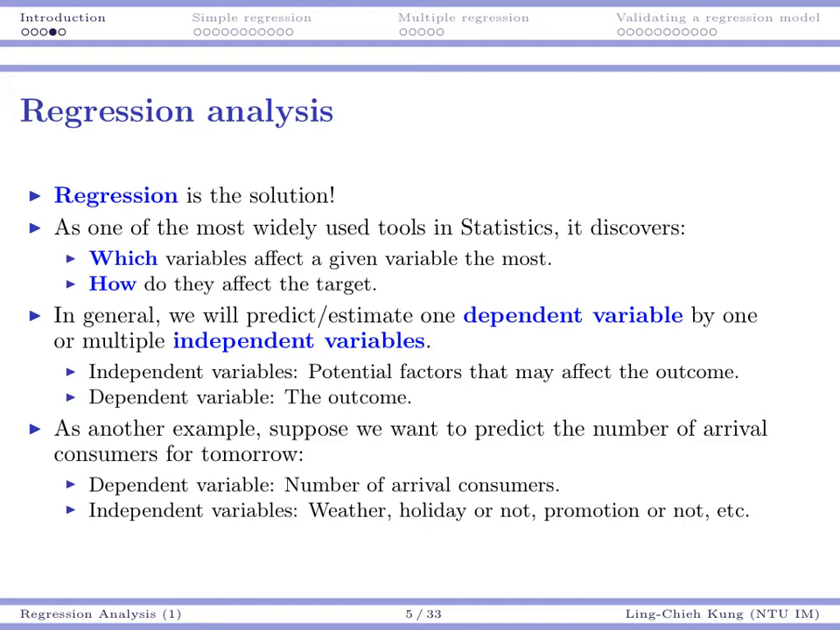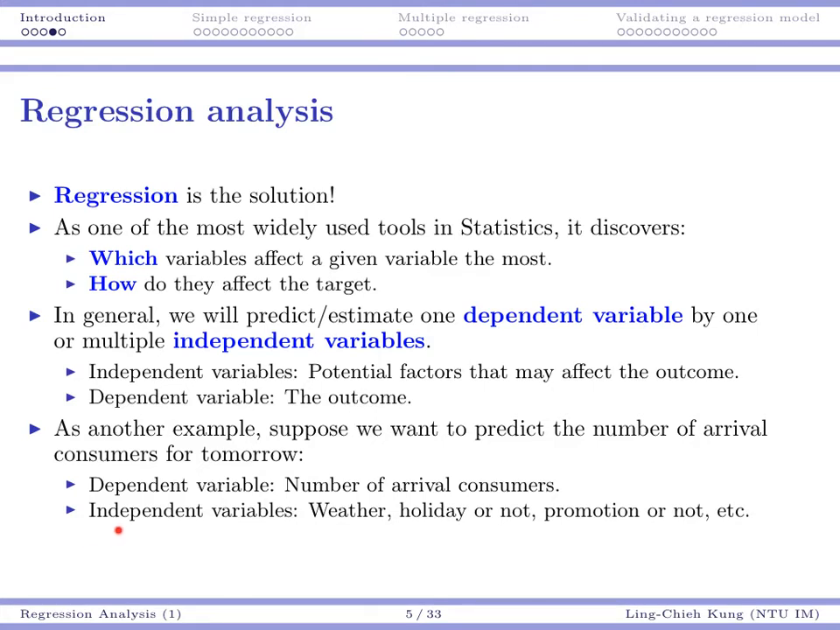As an example, suppose we want to predict the demand volume, or the number of arriving consumers, for tomorrow. Then the dependent variable is simple. It's just the number of arriving consumers. Or sometimes we may use, let's say, the number of sales as an indicator. But anyway, that will be some variable whose quantity can be verified.